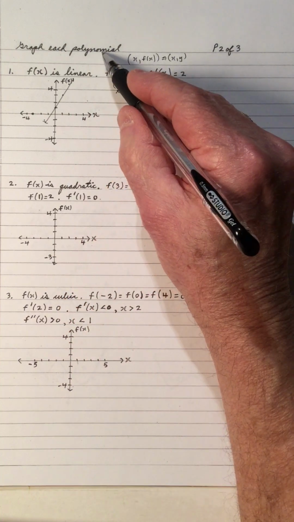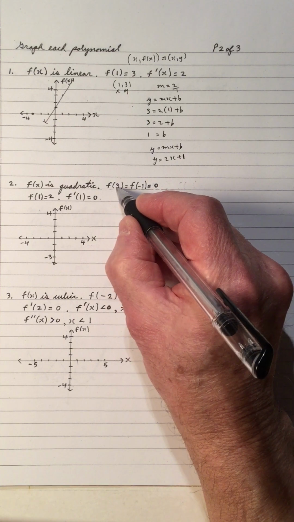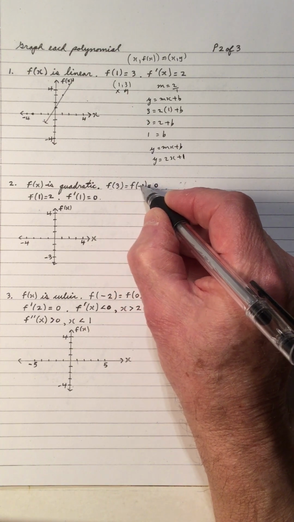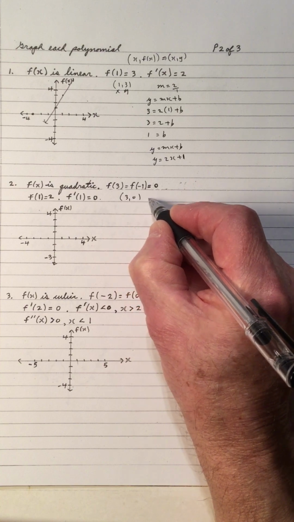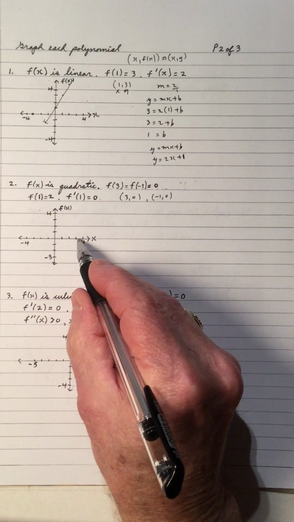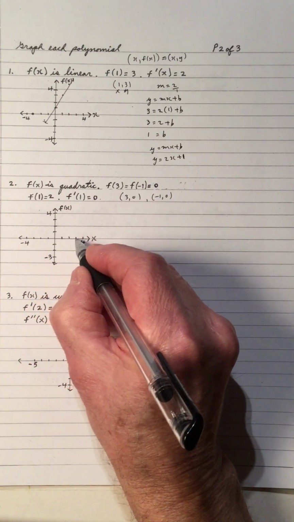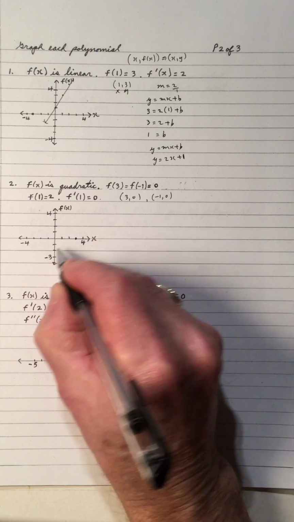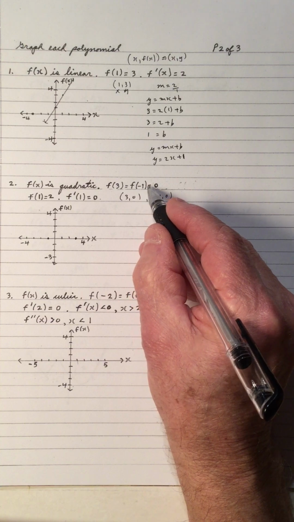Quadratic, which is a polynomial, is a parabola. So we have f of 3 and f of negative 1 is 0. So that means when x is 3, y is 0. When x is negative 1, y is 0. And y is 0 on the x-axis. So therefore 3 and negative 1 are the x-intercepts. So 3 zeros here, negative 1 zeros here. So these are the x-intercepts.